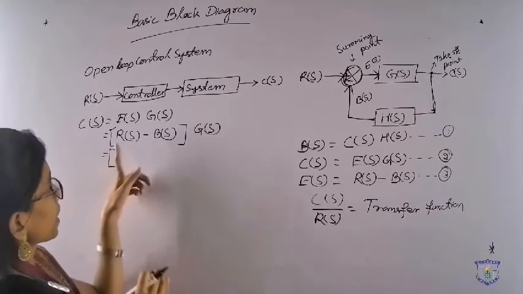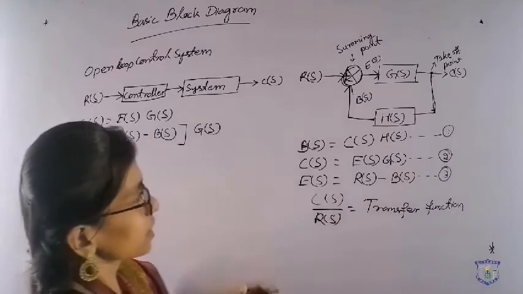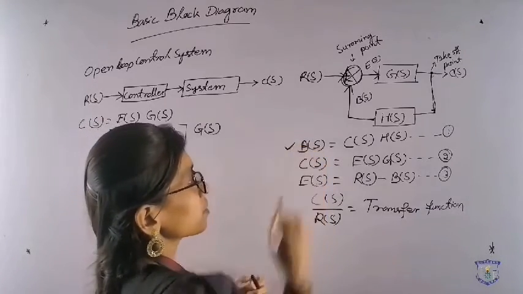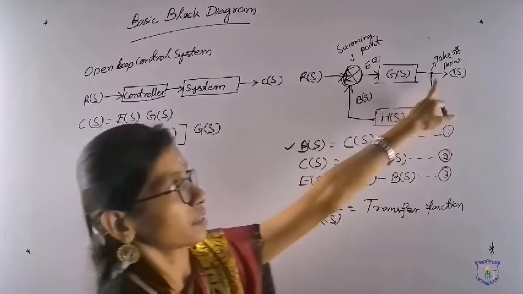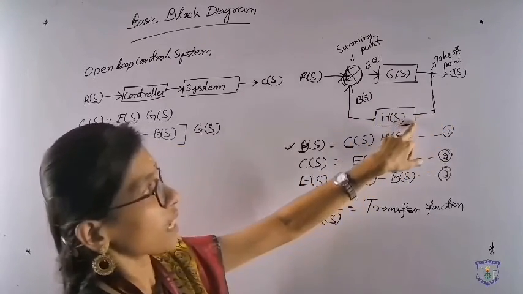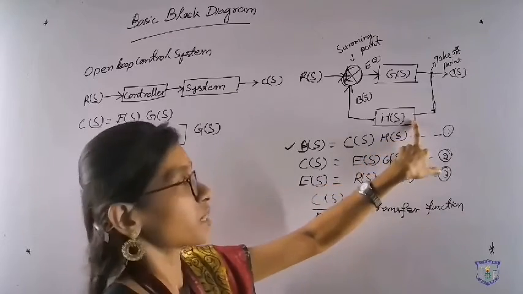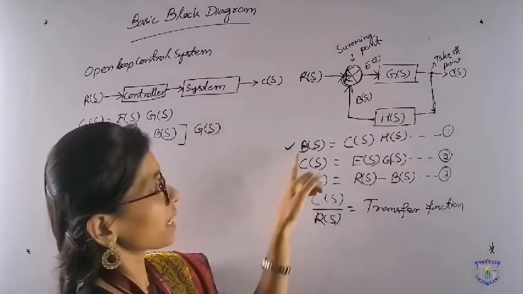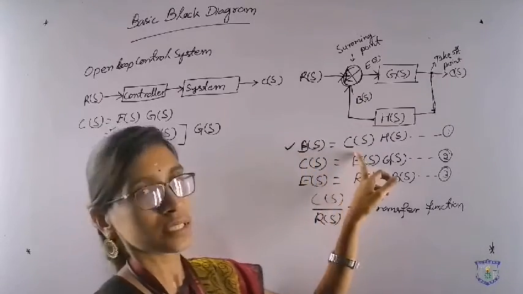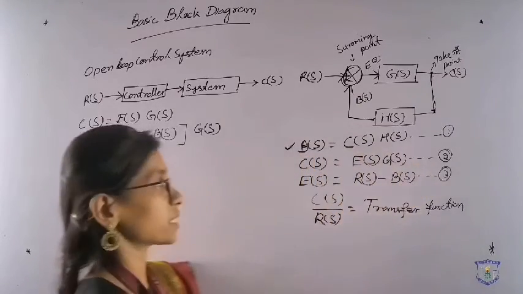Again, R(s) minus B(s). What is this B(s)? B(s) is a part taken from this output signal. This output comes through H(s), which is the gain of the feedback. Then we are getting B(s). That's why I have simply written here B(s) is equal to C(s) into H(s).